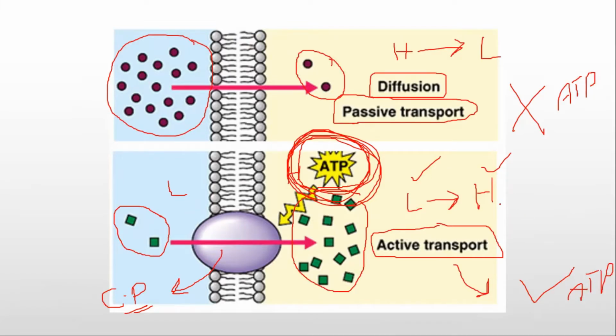ATP is a compound, a molecule containing the energy. For example, your batteries contain the energy. We can call those batteries ATP. This ATP is an energy storage molecule, and it is broken down into adenosine diphosphate and a phosphate molecule, ADP plus Pi, whenever the energy is required for the active transport to take place.